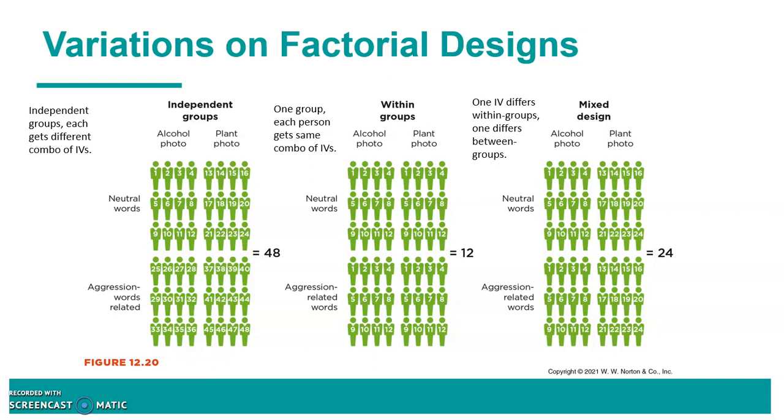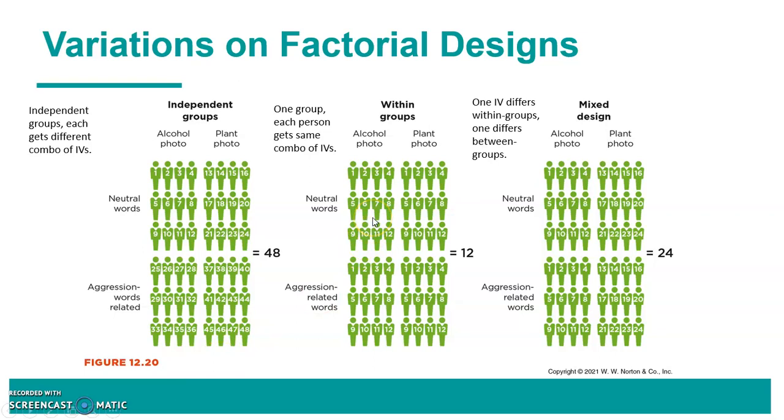Okay. So here's what an independent groups design would look like, and you can see that this requires more people. If you've got 4 different conditions, you recruit a whole separate pool of subjects for each of those conditions. Okay, so 48 total. The 4 possible conditions are like seeing an alcohol photo and then being exposed to neutral words, seeing an alcohol photo and then getting exposed to aggression-related words, okay, and etc. So that's an independent groups or between groups factorial design.